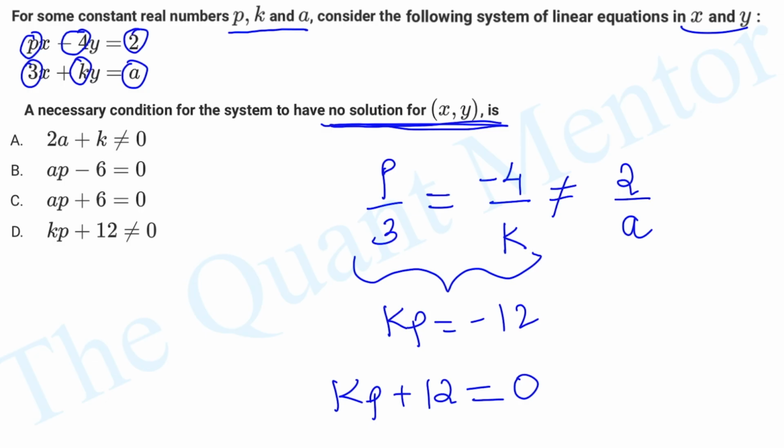But I don't see any option that matches. The D1 is quite contradictory to this. It says kp plus 12 is not 0, whereas I should have kp plus 12 necessarily 0. So nothing from this particular part.